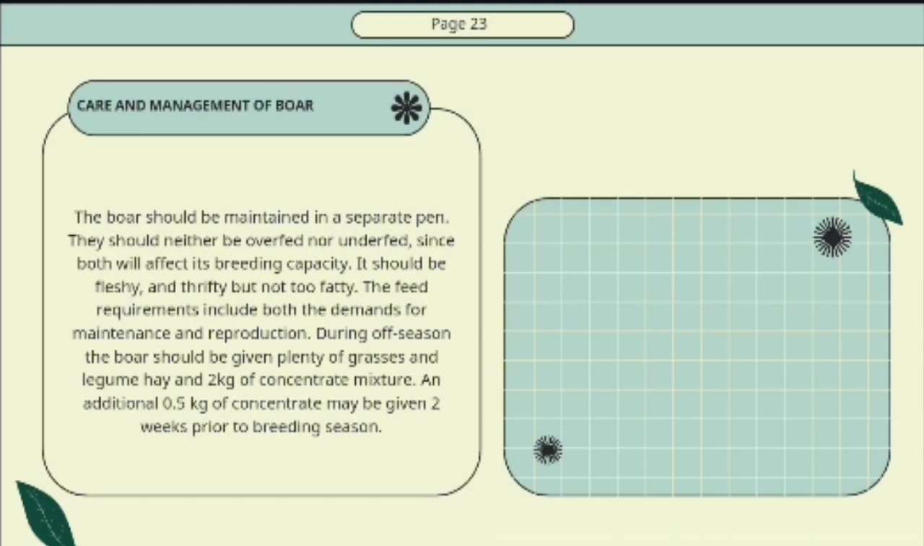The boar should be maintained in a separate pen. It should neither be overfed nor underfed, since both will affect its breeding capacity. It should be fleshy and thrifty but not too fatty. The feed requirements include the demands for maintenance and reproduction. During off-season, the boar should be given plenty of grasses and legume hay and 2 kilograms of concentrate mixture. An additional half kilogram of concentrate may be given 2 weeks prior to the breeding season.